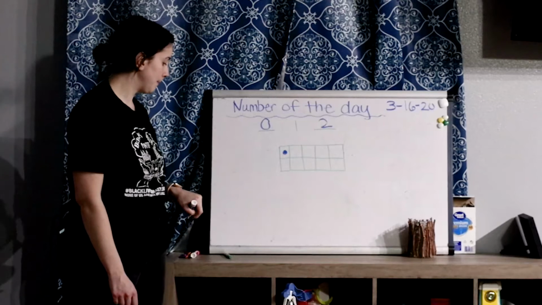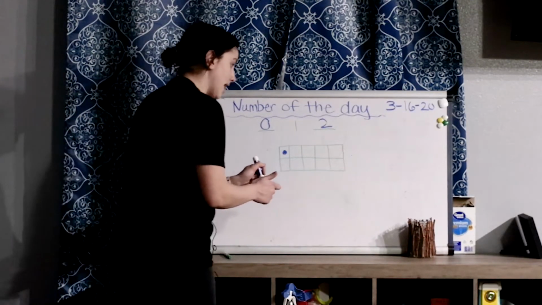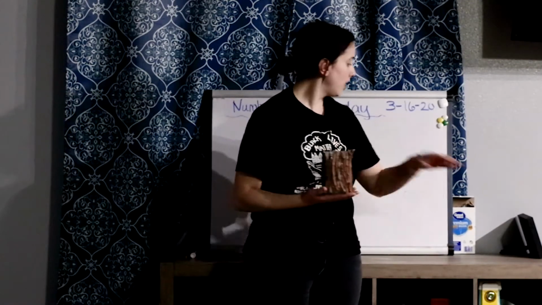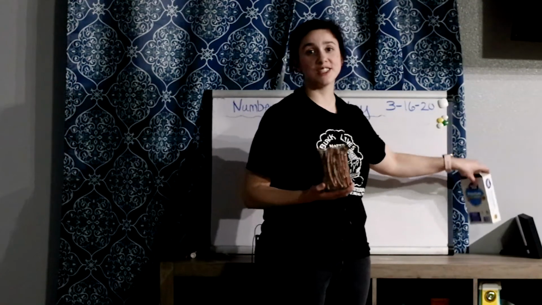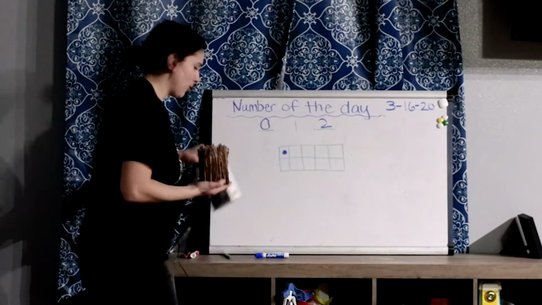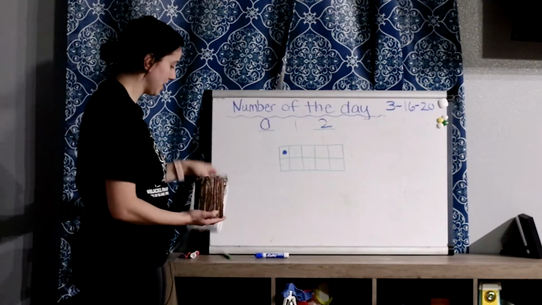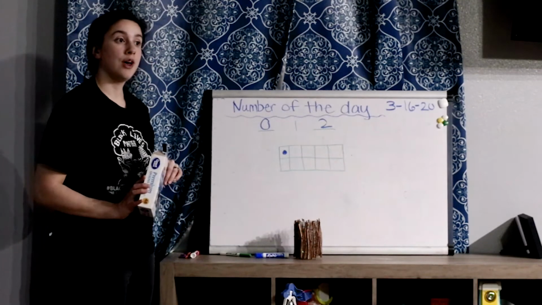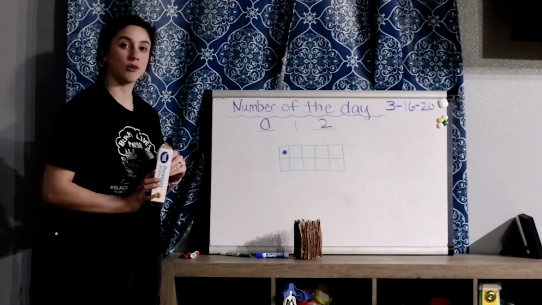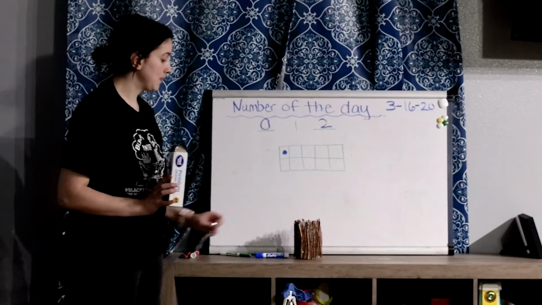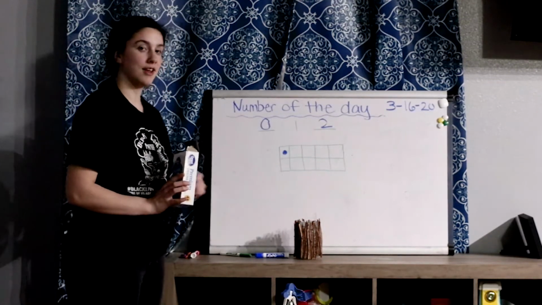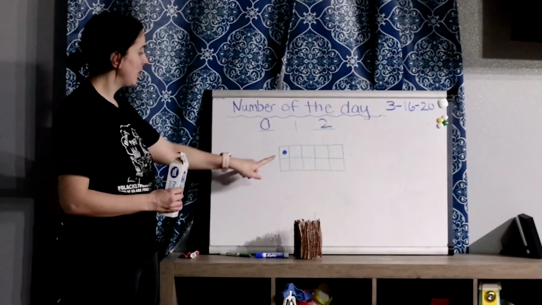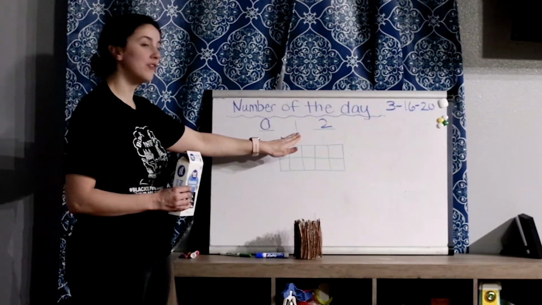We have 1 dot, and now we're going to count 1 object and put it inside our jar. Mrs. Moyer's not at school, so she doesn't have popsicle sticks. So I'm just using whatever I have. And today I have plastic spoons. We're going to count 1 spoon to put in our jar. Ready? Count with me. 1. Perfect. Today is done. We have 1 spoon, 1 dot, and our number of the day is 1.